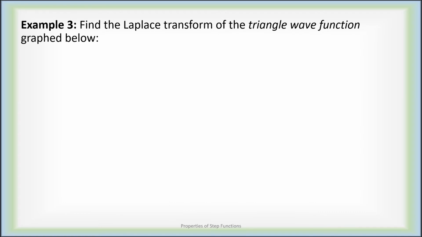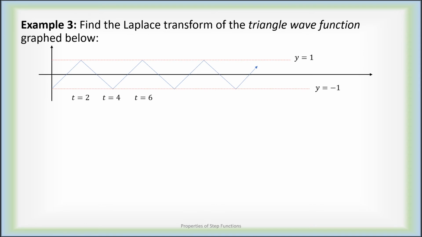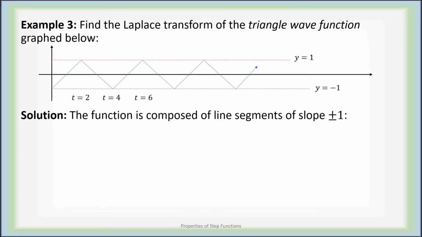As a third example, let's find the Laplace transform of the triangle wave function graphed here. So this graph is composed of various line segments of slope 1. Okay, it goes up with a slope of 1, then down with a slope of 1, up, down, etc. Since it's going from a height of -1 to 1, each time it goes up or down, it takes 2 units of time to do so.